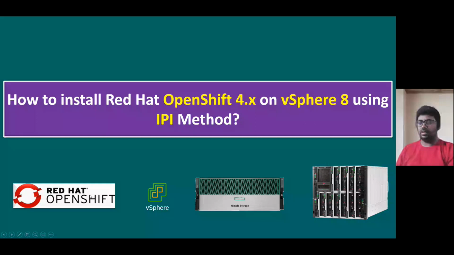In this session, I'm going to talk about how to install Red Hat OpenShift 4.x. Currently, we are using 4.11, but the method is applicable for all the 4 series, on vSphere 8 using the IPI method. IPI means installer provisioned infrastructure method. In our lab environment, we are going to install Red Hat OpenShift on vSphere 8, and we are using shared Nimble storage, and our ESX hosts are running on HP Synergy Blade compute nodes.